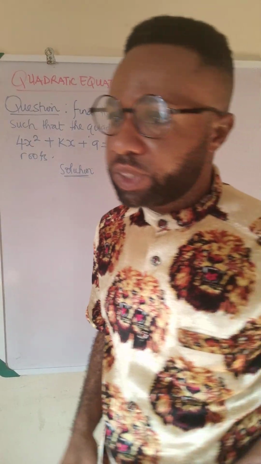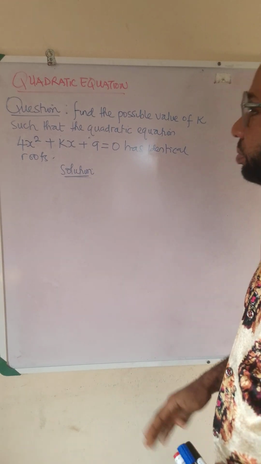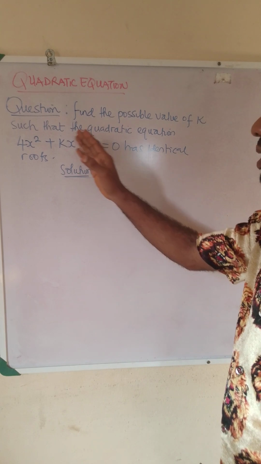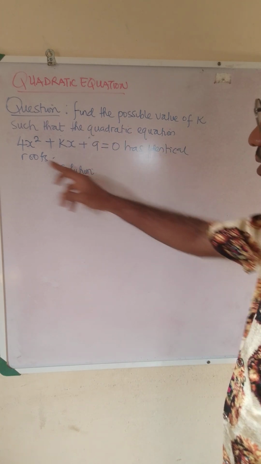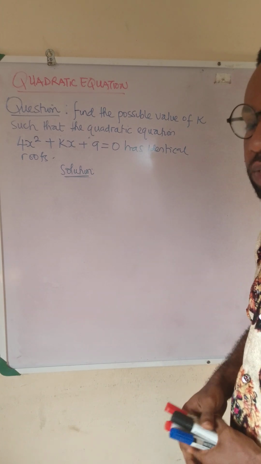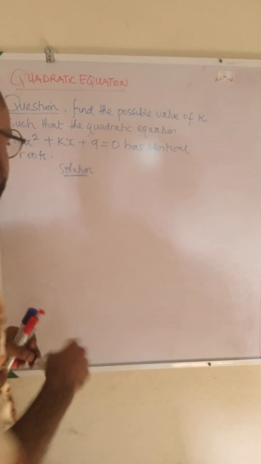Hello viewers, still on quadratic equation. We are saddled with the responsibility to solve this problem. We are asked to find the possible value of k such that the quadratic equation has identical roots. This is very simple and straightforward.